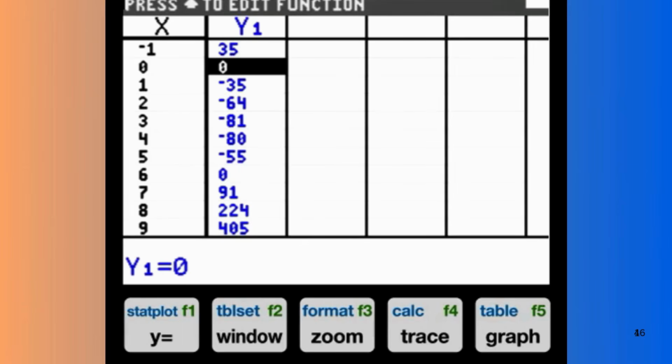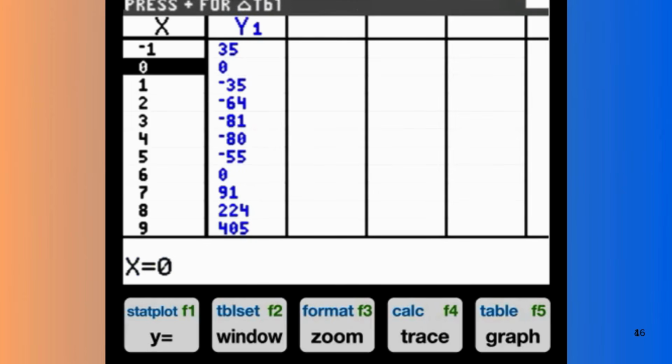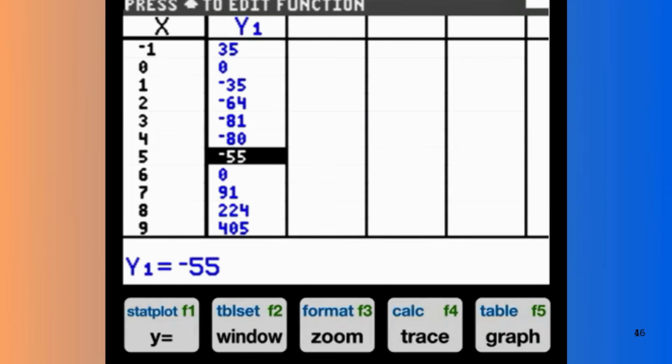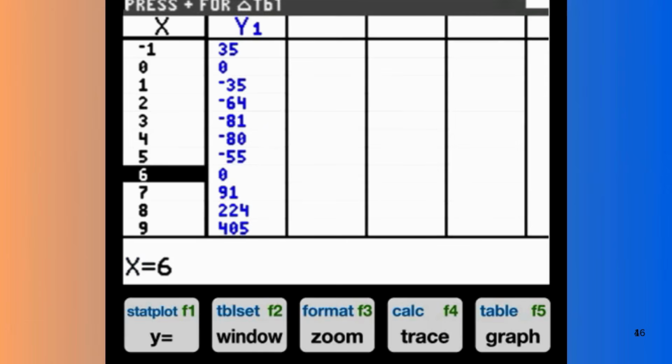So the first 0 that we see is when x is 0, y is 0. So 0 is one of the zeros, for lack of a better term. 0 is one of the roots, I'll say. If we scroll down, again, we're looking for when f of x is 0. So we're looking down the y column. f of x is like y, not x. If I scroll down, I see that there's another 0 in the y column here, and that occurs when my x value is 6. So x is 6 is my second 0 or my second root.